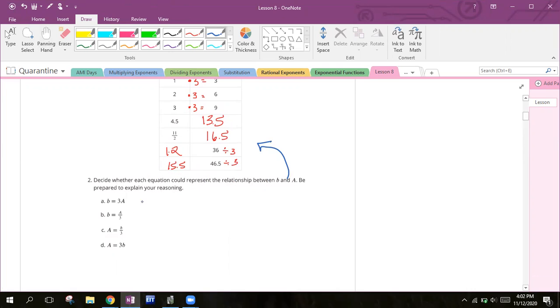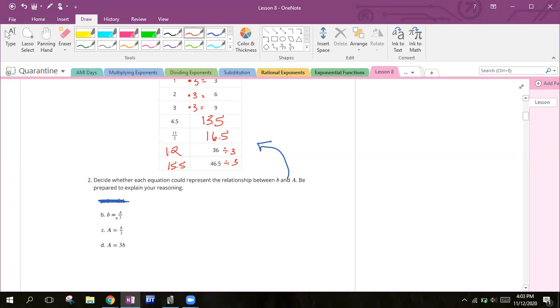And if we look at those, this one says the base is 3 times the area. So if I go up here and take the area of any one of these, I will choose this one randomly, 13.5 times 3. That's going to give me 40.5. Is that what my base is? No. So that one would not be a relationship to match.